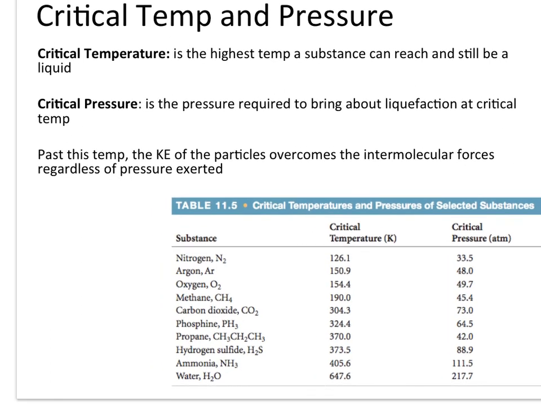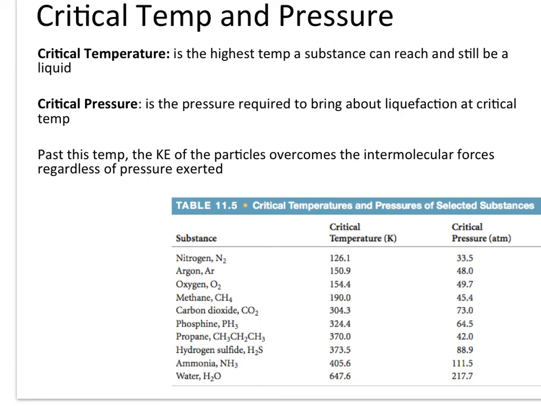So if we look here, nitrogen, okay, here's its critical pressure and temperature, and water, here's its critical temperature and pressure. Now, obviously, we can look at the intermolecular forces associated with these. You would anticipate that having higher intermolecular forces is going to give you a higher critical temperature and pressure, which is pretty much the trend that we see here.